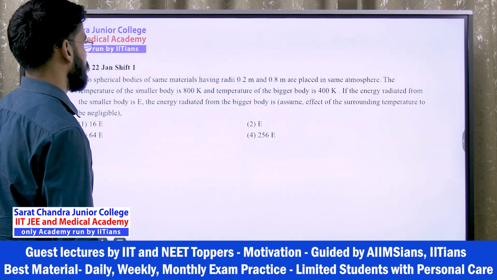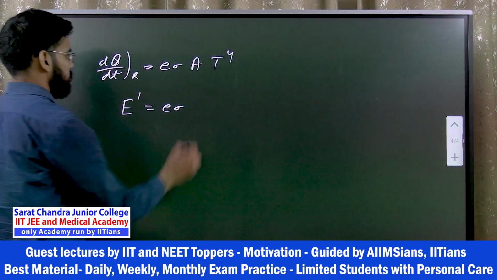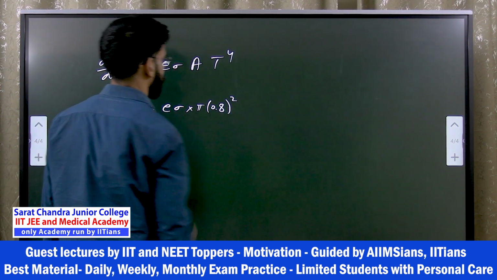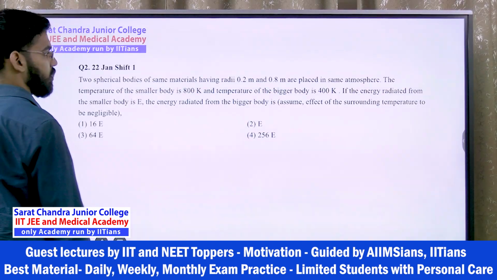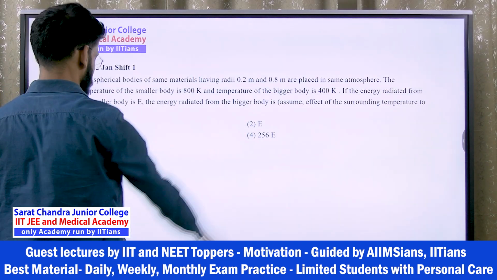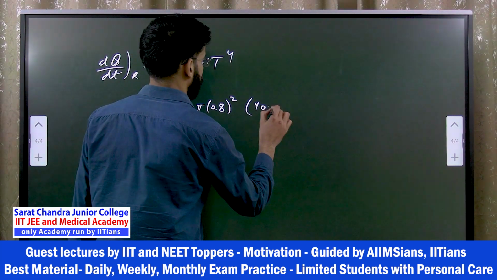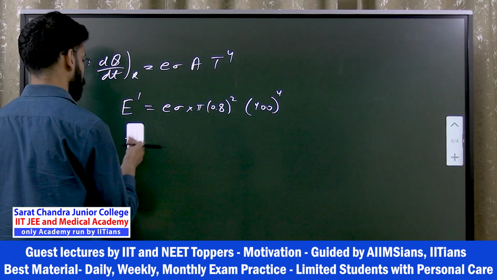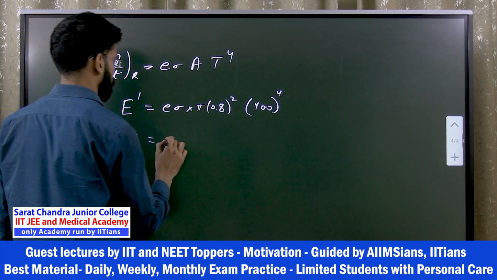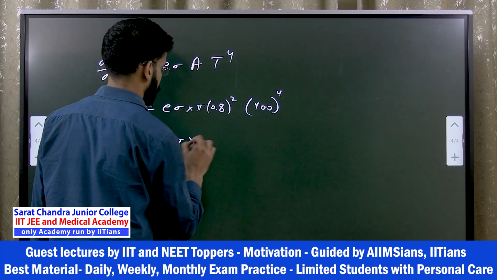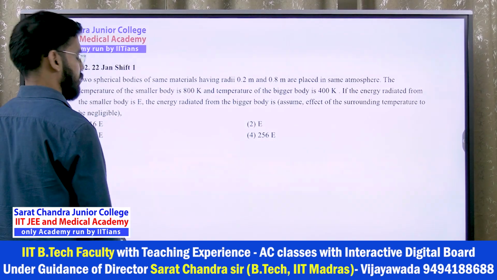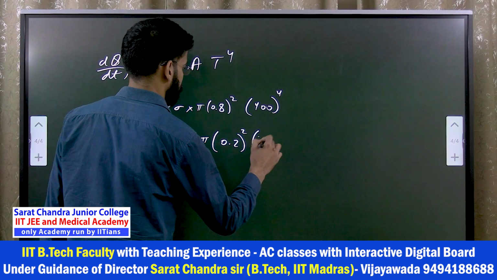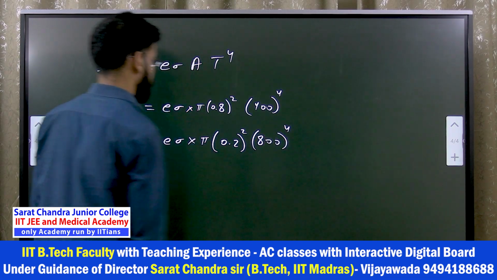And area wise, what we can say, bigger body is 0.8, right? So we can say pi 0.8 square into temperature. For the bigger body, temperature is 400 Kelvin. So 400 raised to power 4. And for E, which is for the smaller body, E is saying same, E sigma into pi, this will be 0.2 whole square into 800 raised to power 4.